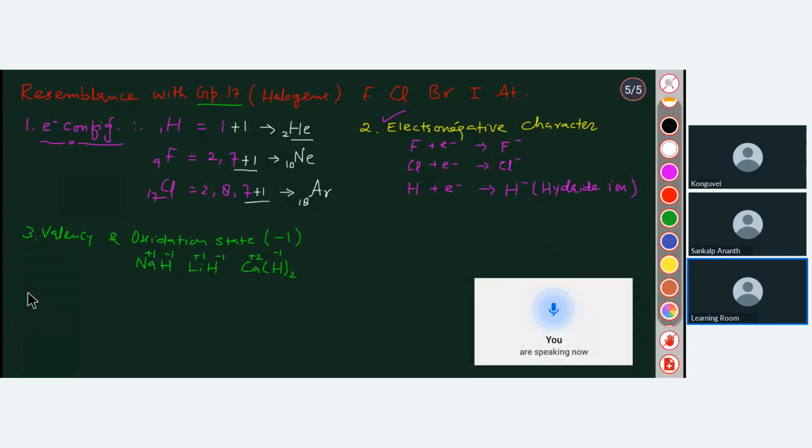And not only that, it is also diatomic, that's atomicity. Hydrogen is diatomic and halogens are also diatomic, right? So I can write that they have the same atomicity. For example, hydrogen exists as H2, fluorine as F2, chlorine as Cl2, bromine as Br2, and iodine as I2. So all these halogens are diatomic, they have atomicity 2, and hydrogen also has atomicity 2.